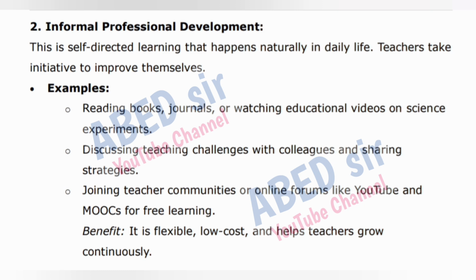2. Informal professional development. This is self-directed learning that happens naturally in daily life. Teachers take initiative to improve themselves. Examples: reading books, journals, or watching educational videos on science experiments. Discussing teaching challenges with colleagues and sharing strategies. Joining teacher communities or online forums like YouTube and MOOCs for free learning. Benefit: it is flexible, low cost, and helps teachers grow continuously.